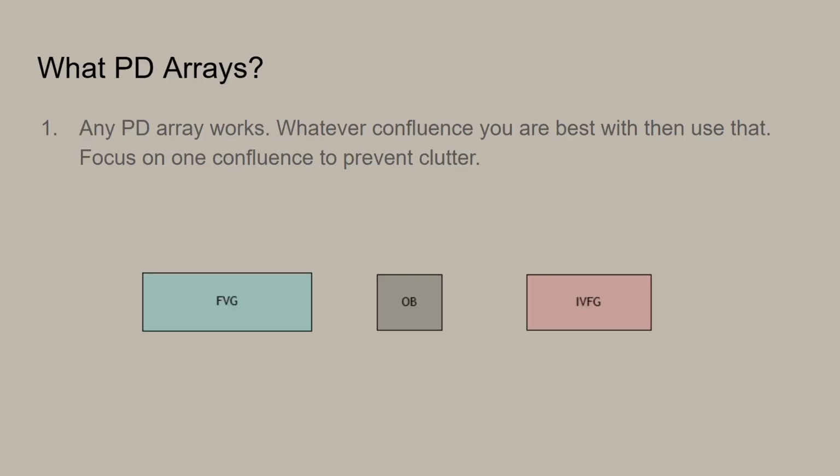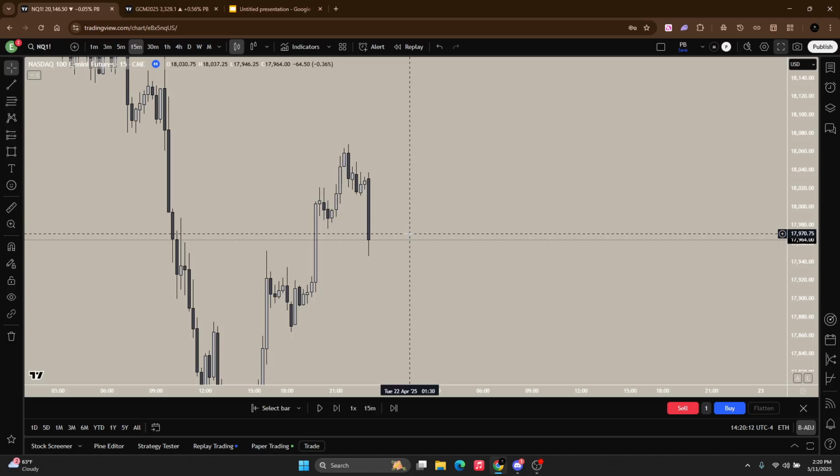Now, what PD arrays can you use with the Fibonacci tool? Any PD array works. Whatever confluence you are best with is what you should use. Focus on the one confluence, the one that you know the best, to prevent clutter on your chart. So let's go ahead and hop into the charts and get into some examples.